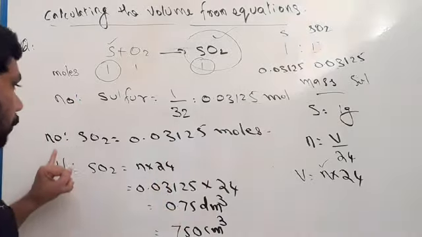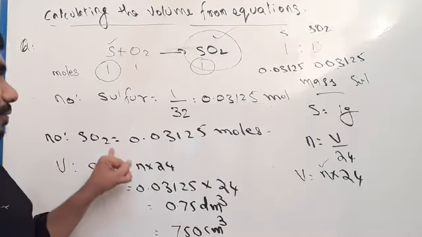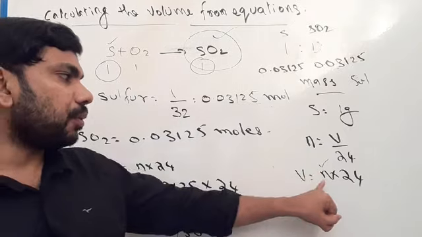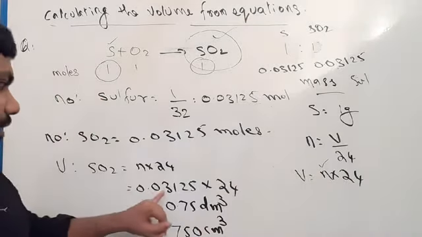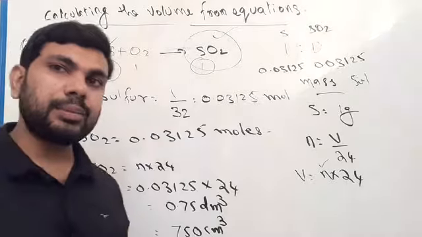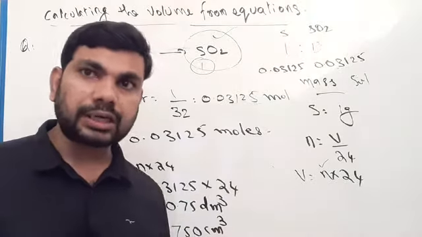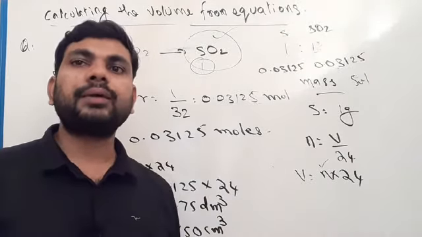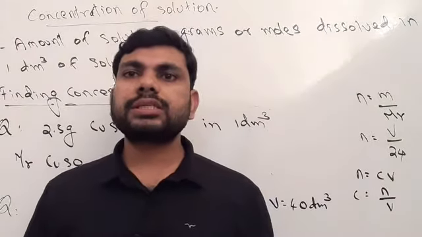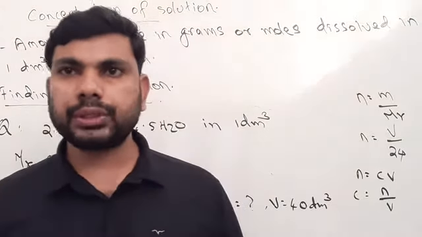So we have the number of moles of sulfur dioxide. The volume of sulfur dioxide will be the number of moles times 24. So this value times 24 gives 0.75 decimeter cube. To convert to centimeter cube, we have to multiply by 1000. Clear? Okay, next we have to discuss the concentration of a solution.